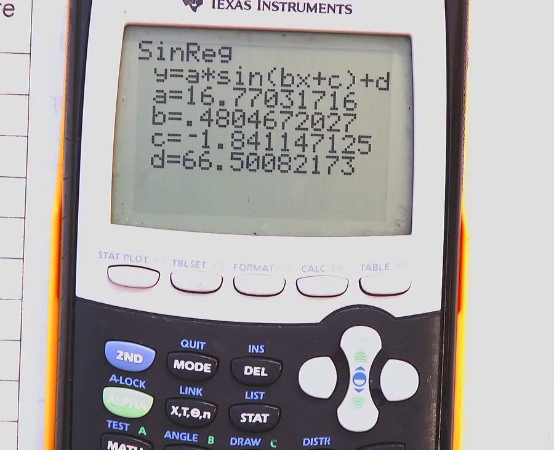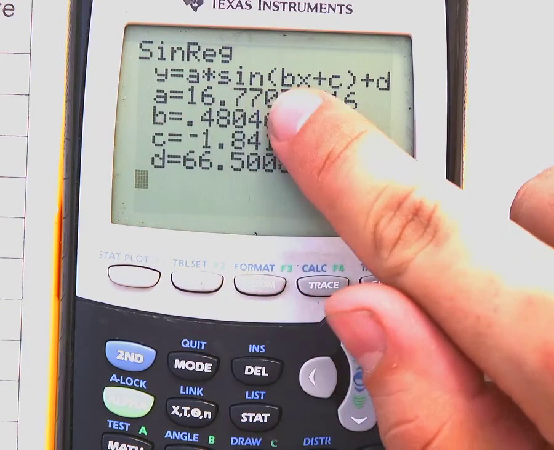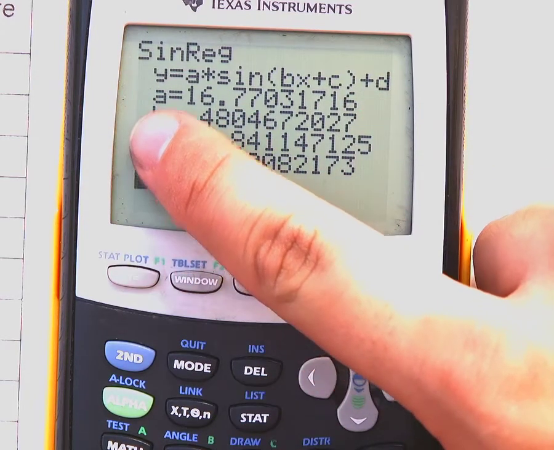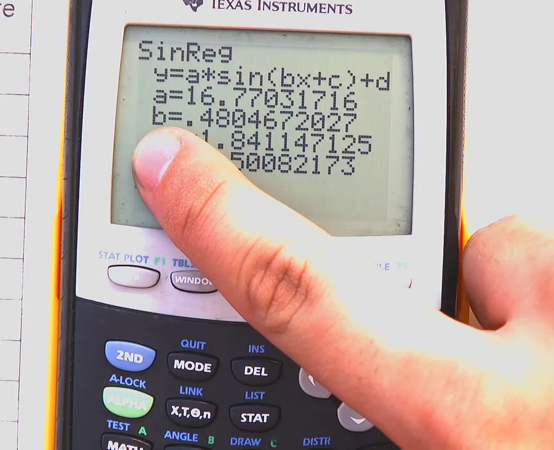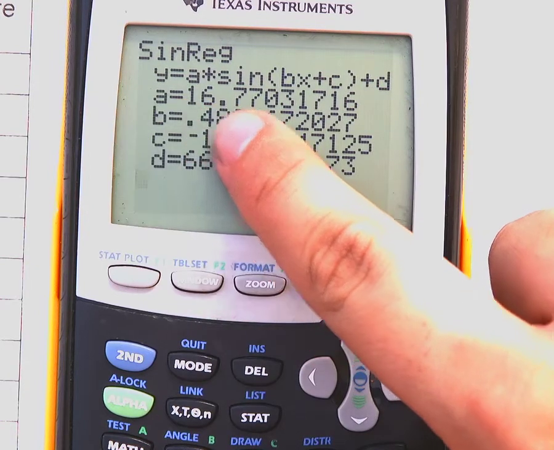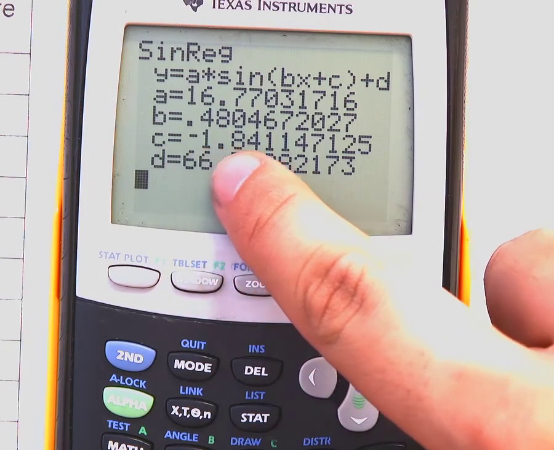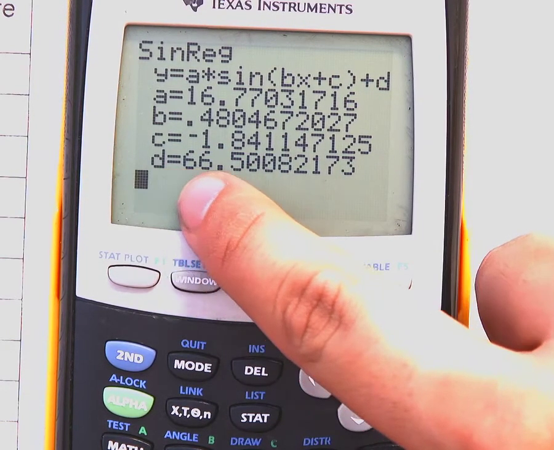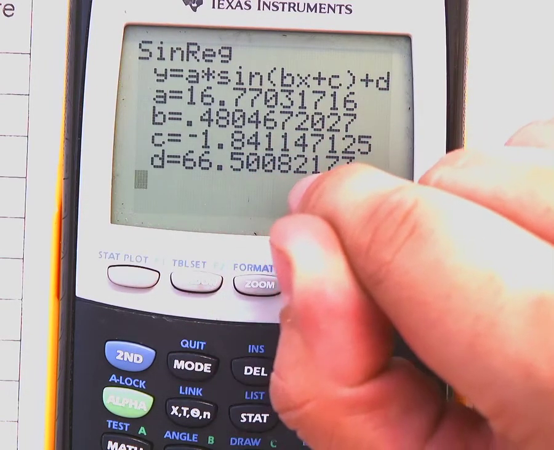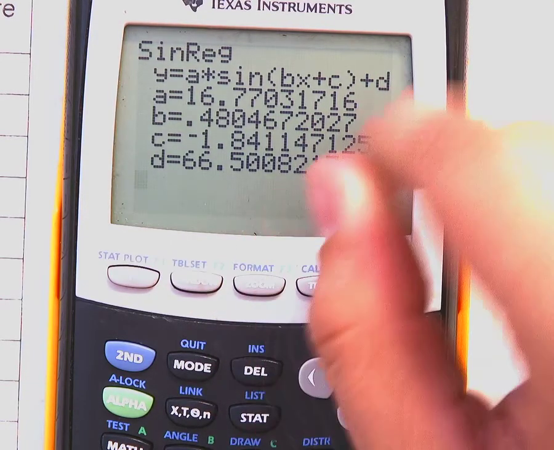Rewind it, do it again if you need to. It says y is equal to a sine bx plus c plus d. It just gives you a, b, c, and d. This doesn't necessarily mean the same thing our b does. These are just placeholders for these numbers in this equation. A is 16.770, b is 0.480, c is negative 1.841, d is 66.501. If you did not get this, rewind, go back, and do it again until you get this.